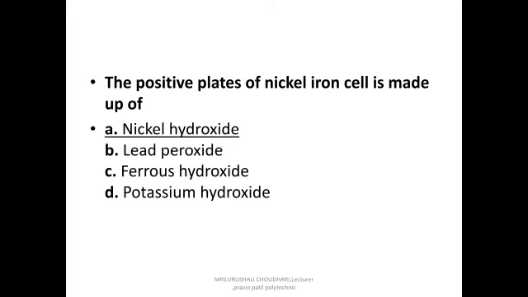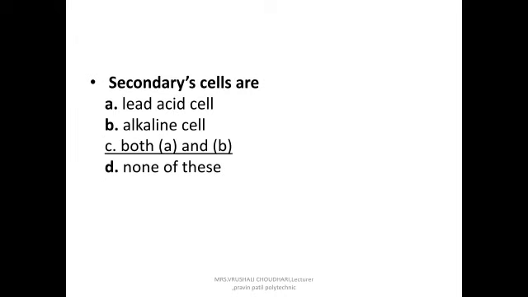Some MCQs we are going to solve. The positive plates of nickel iron cell or the nickel cadmium cell are made up of nickel hydroxide. Secondary cells are lead acid cell, alkaline cell. Both A and B are examples of secondary cell.